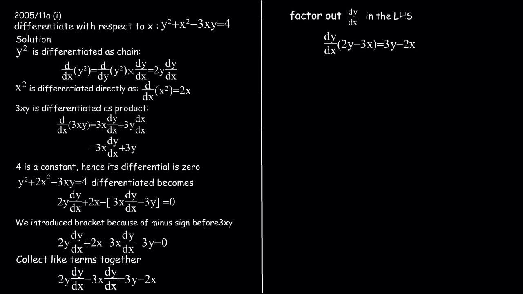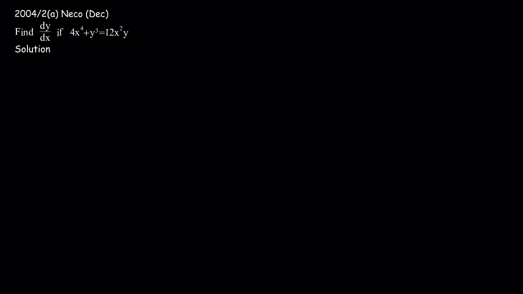Now we are going to be factoring out dy over ds on our left hand side to make our equation become dy over ds in bracket 2y minus 3s equals 3y minus 2s. At this point, we are going to be dividing both sides by 2y minus 3s to make dy over ds left on its own. Doing so, dy over ds will be equal to 3y minus 2s divided by 2y minus 3s.